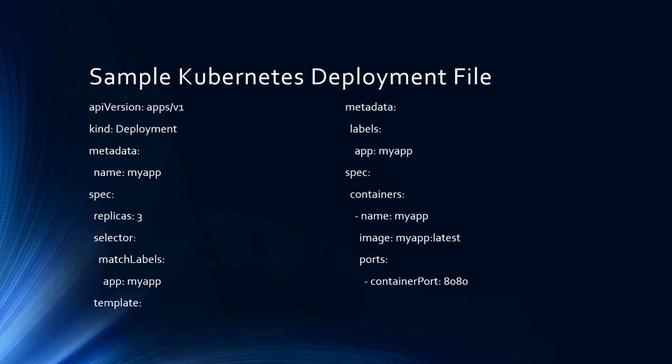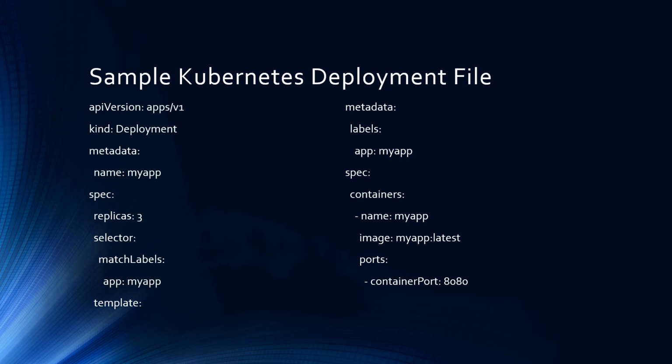At the top, we specify the API version and kind of resource we're creating, in this case, a deployment. The metadata section gives our deployment a name, which is crucial for managing and referencing it later. In the spec section, we define how many replicas we want. Here it's set to 3, meaning Kubernetes will ensure 3 identical copies of our application are running at all times. This provides redundancy and helps distribute load across multiple instances.